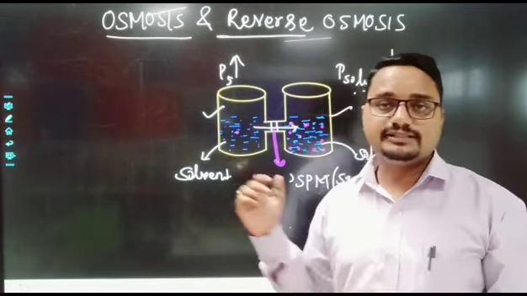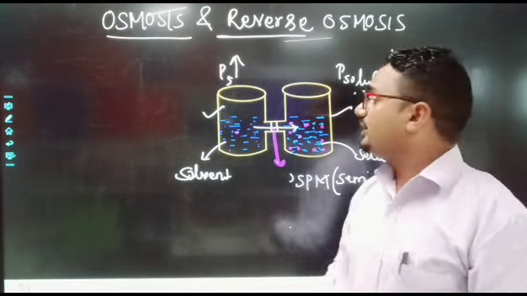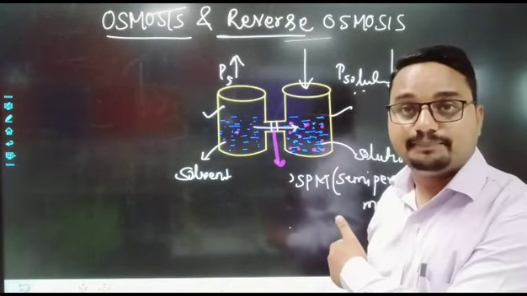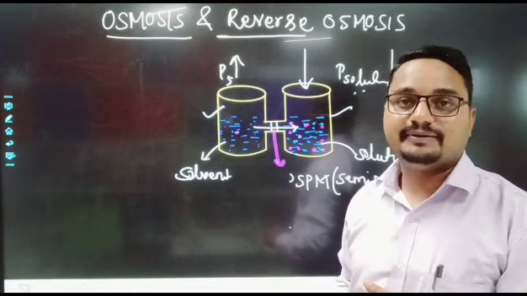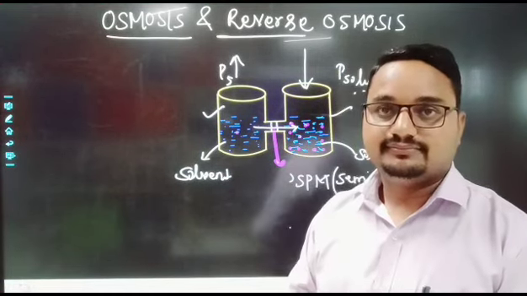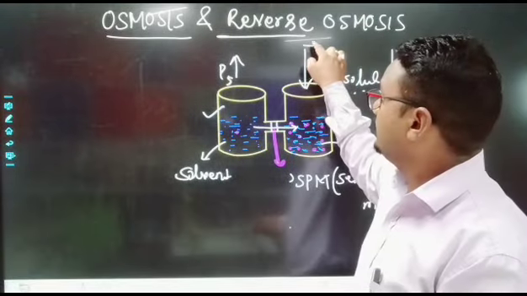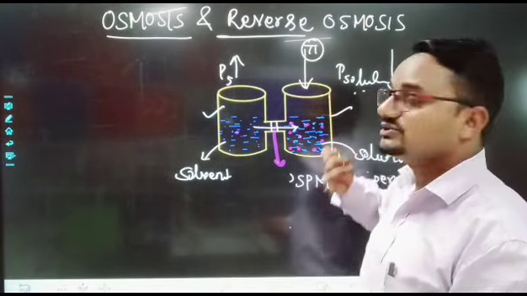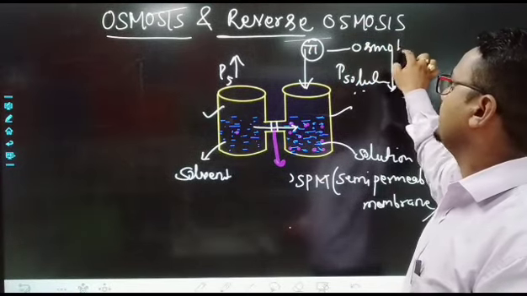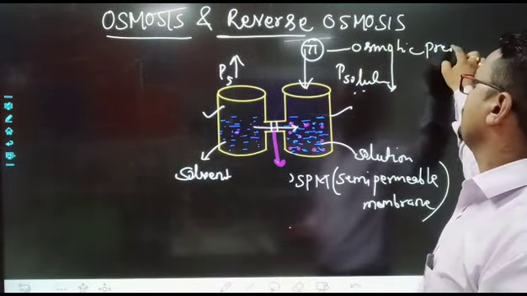If you want to stop this process, what happens? You can apply pressure toward the solution side. When we apply pressure to the solution side, the process of osmosis will be stopped. So this pressure which stops the process of osmosis is called osmotic pressure.